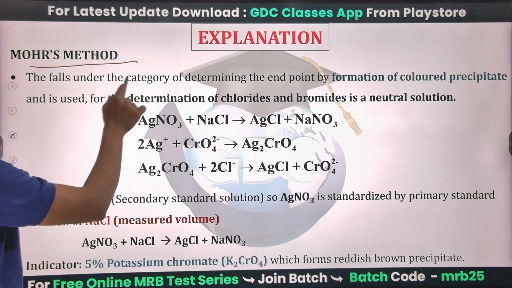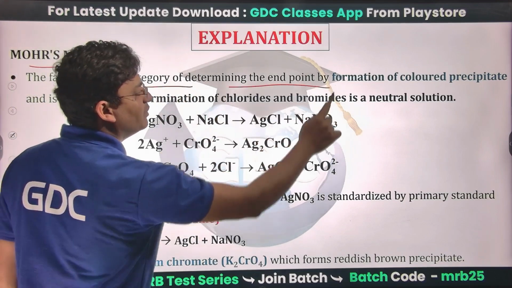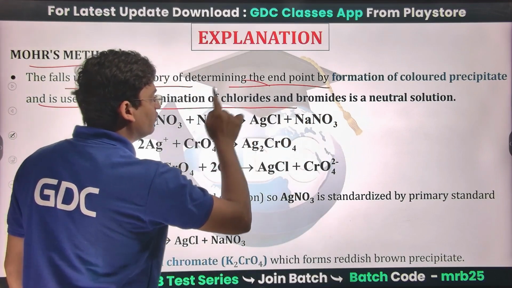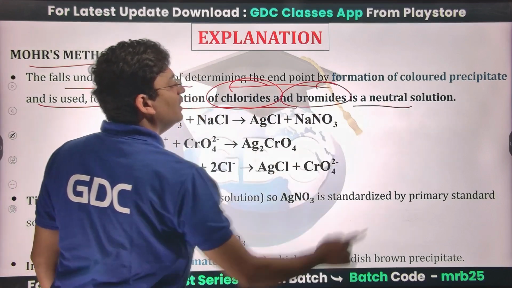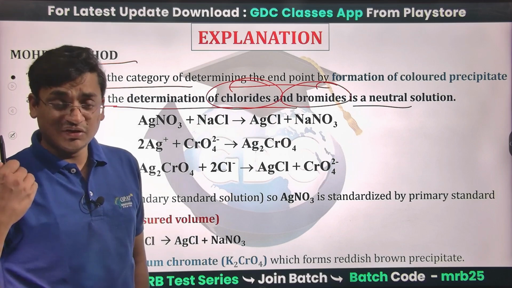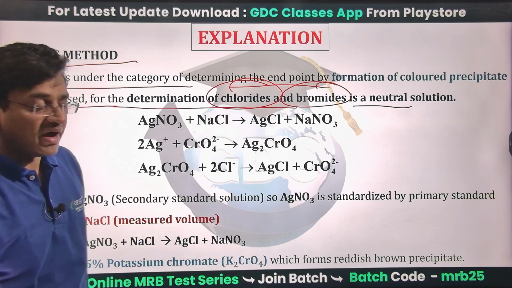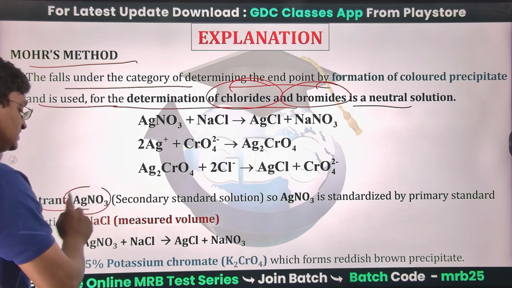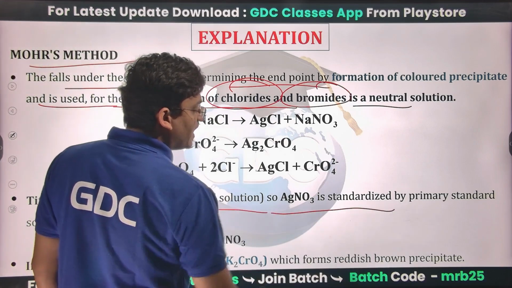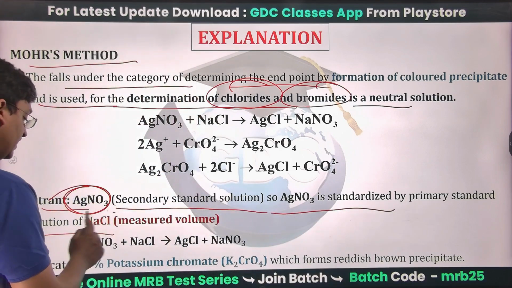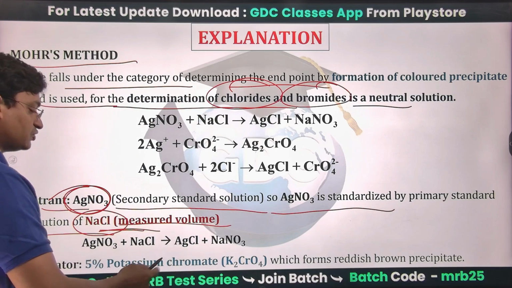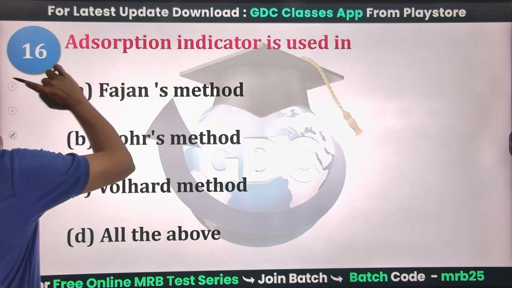In the case of Mohr's method, it falls under the category of determining the end point by formation of a colored precipitate, and is used for the determination of chloride and bromide in a neutral solution. So Mohr's method is generally used for the determination of chlorides and bromides. Titrant is AgNO3, that is a secondary standard solution. So AgNO3 is standardized by a primary standard solution of NaCl of measured volume. NaCl will have a known concentration.